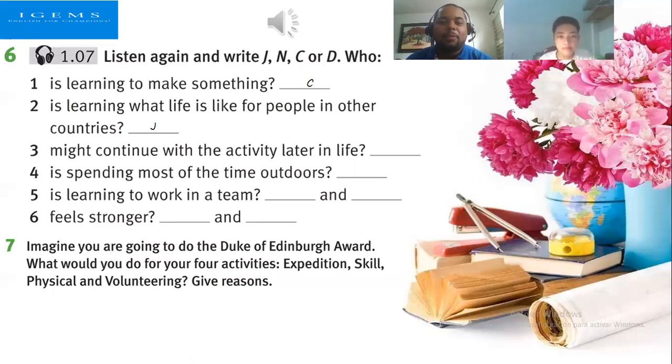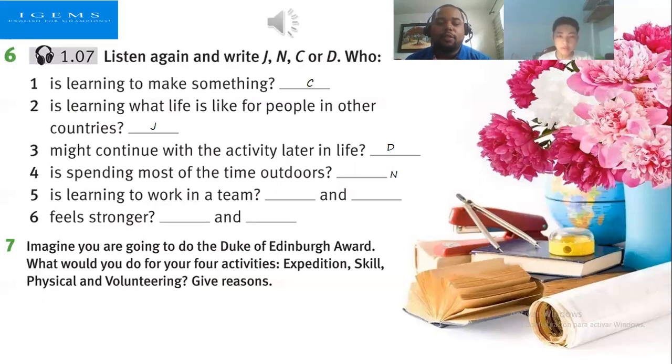All right. Number 3, might continue with the activity later in life. It's D. D, that is correct. Let's go ahead with number 4. It's spending most of the time outdoors. It's N. And that's right.